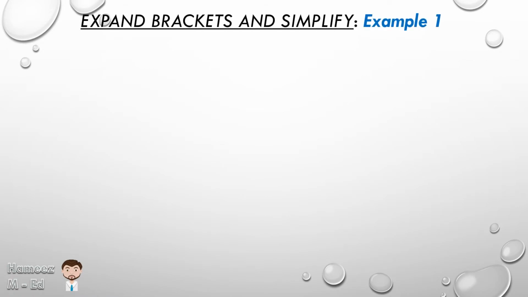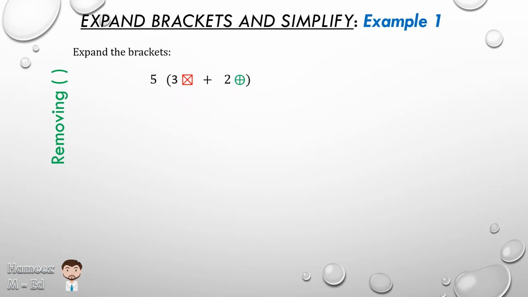This brings us to our first example on expanding brackets. And remember, when we're expanding the brackets, it means to multiply and remove the brackets. So our question says 5 times 3 squares plus 2 circles plus 8 times 4 squares minus a circle. The one circle, the one is understood there. So how do we do this?